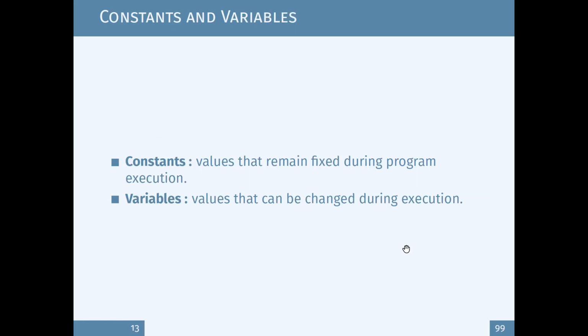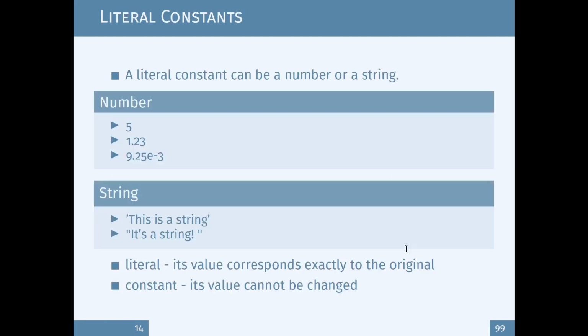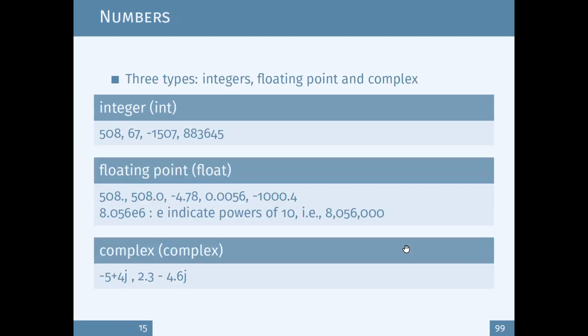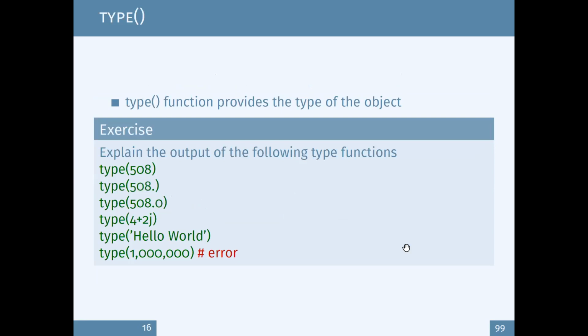Then we discussed constants and variables available in Python. We discussed numbers and strings, which we can represent exactly as they are, and depending on the representation, Python will treat them differently. You can have integer values, that means whole numbers. You can have floating point numbers, with a decimal point, and then you can have complex numbers. So these are the possibilities. Then we could use the type function to see how Python treats each of these different inputs.